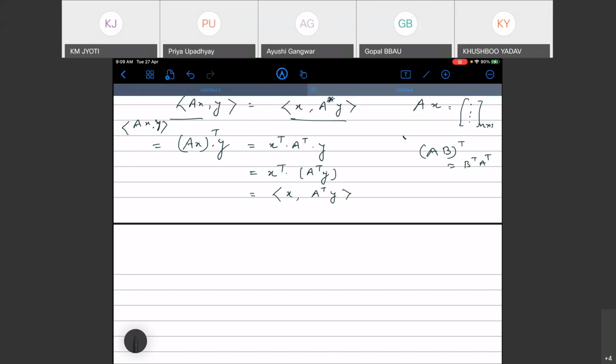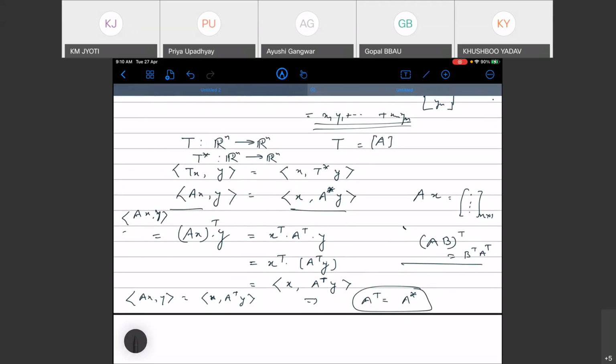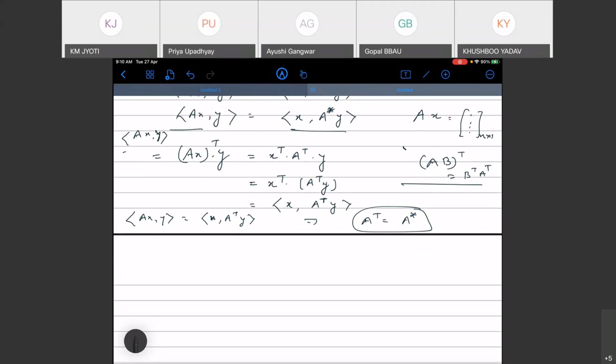But you have proven in a theorem that the adjoint is unique. So from here what we are getting is <Ax, y> equals <x, A transpose y>. This means the adjoint is A transpose. Correct? So it's a direct proof.